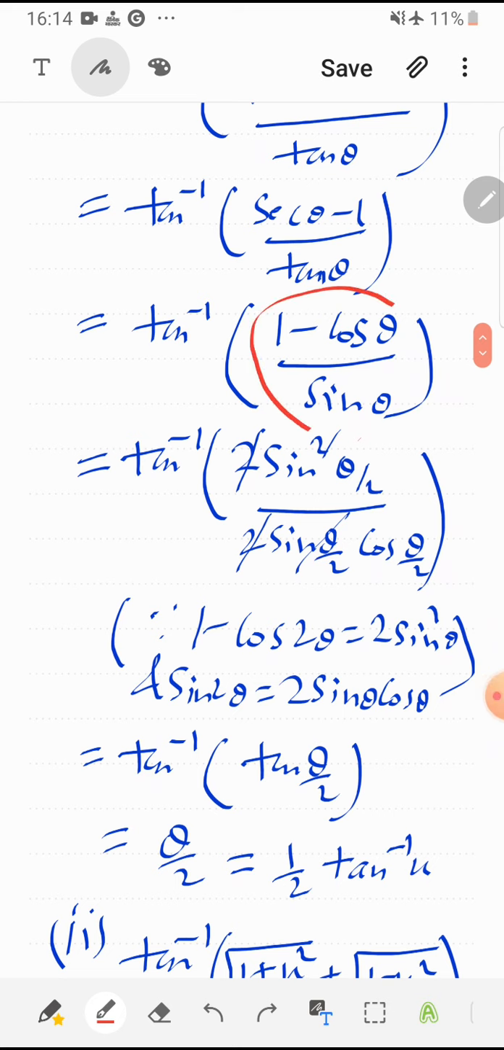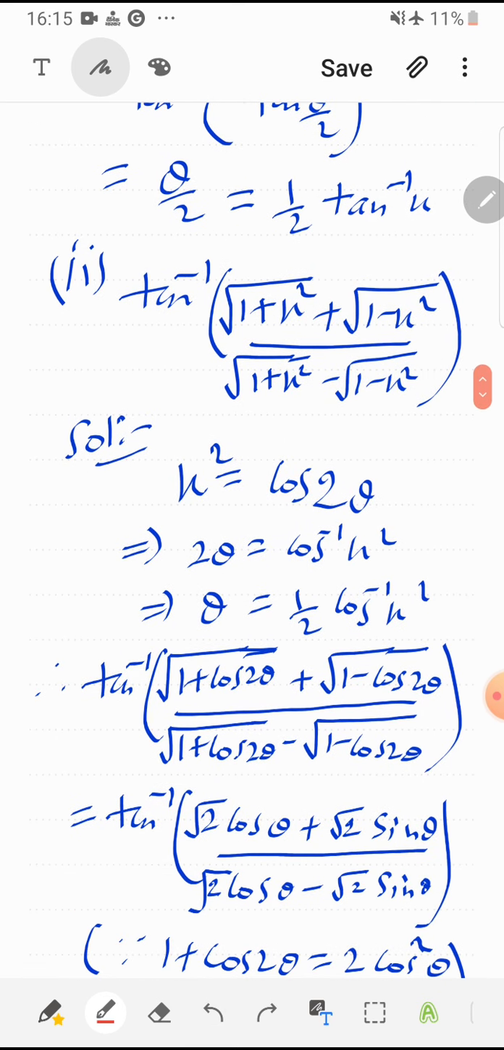Now these are very important formulae for this chapter. Now 1 minus cos 2 theta, I know, is 2 sin square theta by 2. Similarly sin 2 theta is 2 sin theta by 2 cos theta by 2. So the common factor cancels out, and after that it becomes tan theta by 2. And as theta is tan inverse x, it is 1 by 2 tan inverse x.